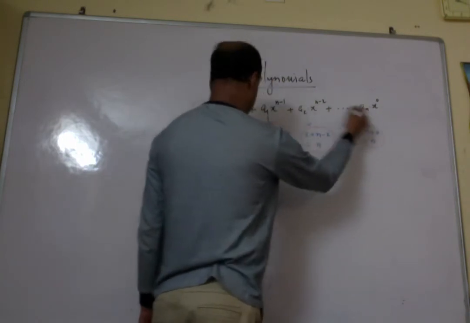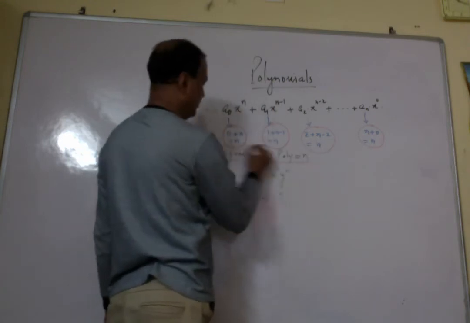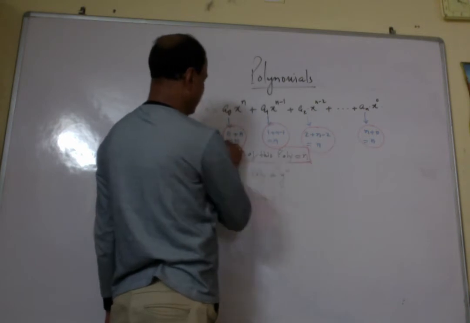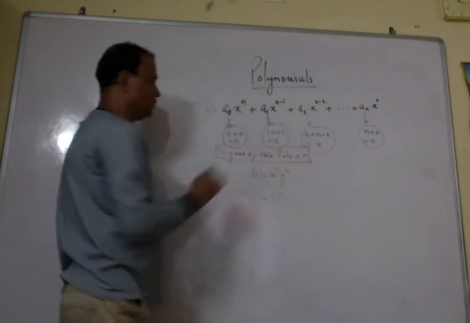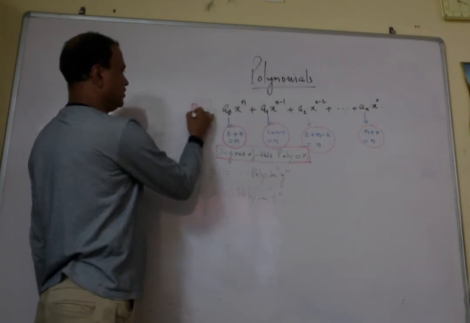Because of this, it is a polynomial of degree n. So the degree of this polynomial is n. And the letter which we prefer for polynomial is p. P for polynomial. And you can see this is in terms of x.